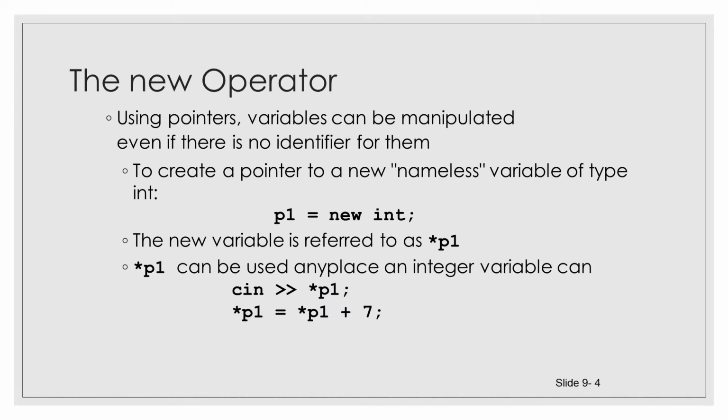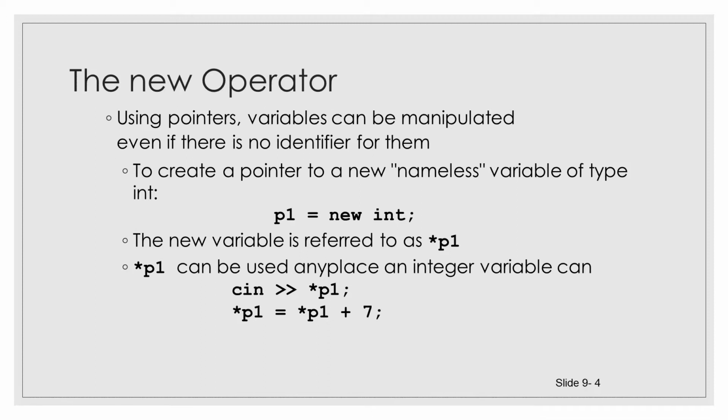Let's look at an example. In this case, the new operator is used to carve out space in memory big enough for an integer and to return to us a pointer to that space. We put that pointer into P1. Anytime we dereference P1, it goes to that newly allocated space.